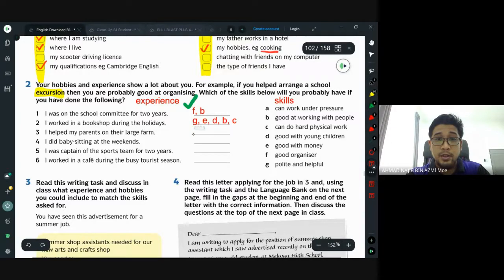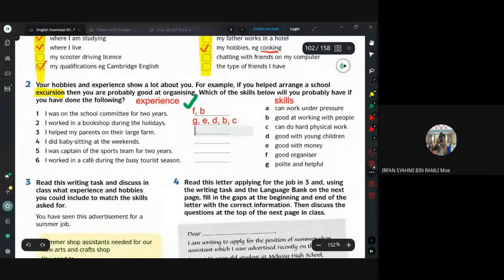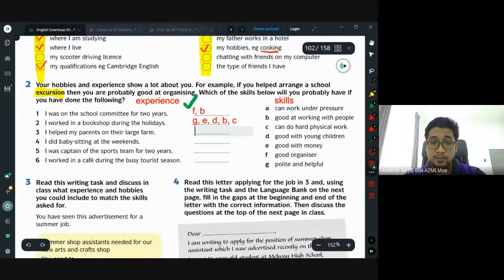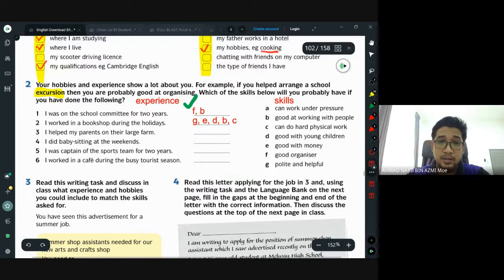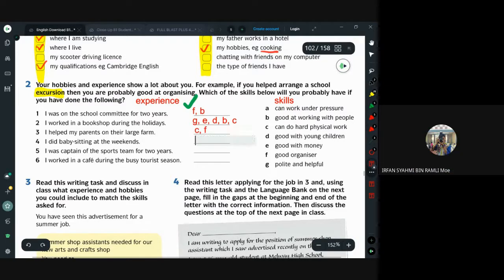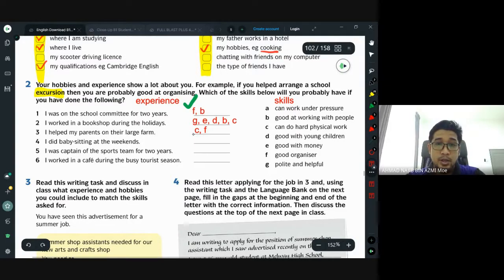Number 3, Irfan. Number 3 is C, can do hard physical work. Yeah, farm. Anything else? Good organizer maybe. Possible, yeah, organizer. That's all I think. Yeah, I think that is all too. I wouldn't put good organizer, but I can see it being there.